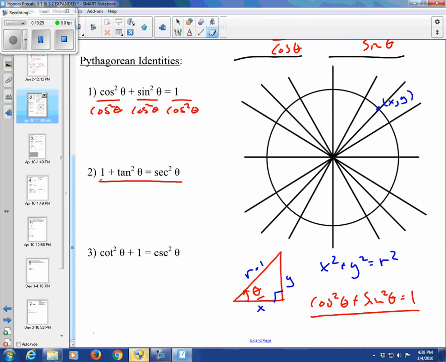Now right here, if we go through and divide everything by sine squared theta, in the same way we divided everything by cosine squared theta, we can distribute that division of sine squared theta to both of the terms on the left again.